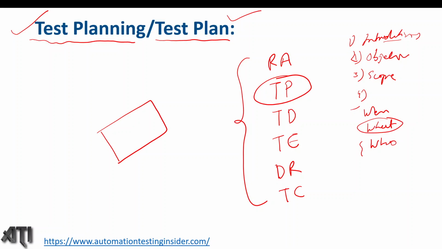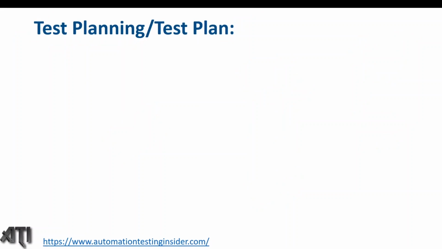There are around 15 sections in a test plan. It will be more or less as well, depending on the project, or company to company. So let's talk about the first thing: what do you mean by test planning or test plan. So let's get it started.